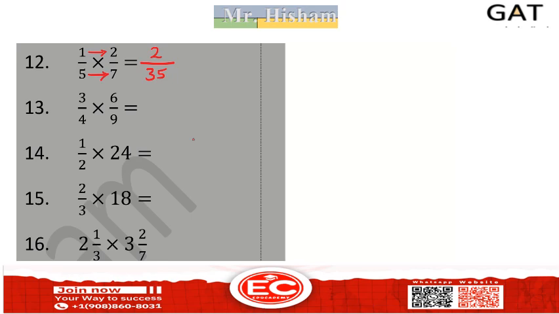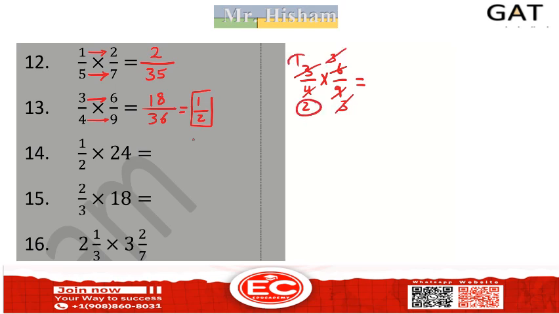The second one, you can do one of two steps. Multiply the numerators and the denominators, so it's 18 over 36, and we all know that 18 is half of 36. Or 3 over 4 multiply 6 over 9. You can simplify before multiplying. How? Divide by 3: 3 divided by 3 is 1, and 6 divided by 3 is 2. Then cancel by 2, and the remainder is 1 and 2. So you can multiply first and then simplify, or you can simplify and then multiply.